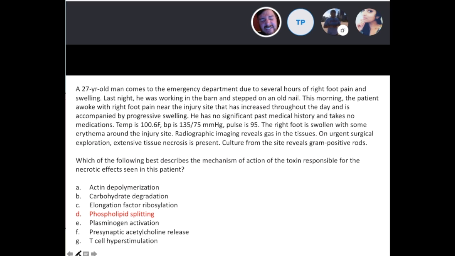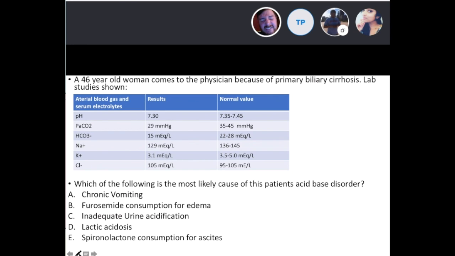I have a challenge question for you guys. So a 46-year-old woman comes to the physician because of primary biliary cirrhosis. Lab studies are shown. pH is 7.3. PCO2 is 29. HCO3 is 15. Sodium is 129. Potassium is 3.1. Chloride is 105. And the normal values are on the right side. So which of the following is most likely to cause this patient's acid-base disorder?